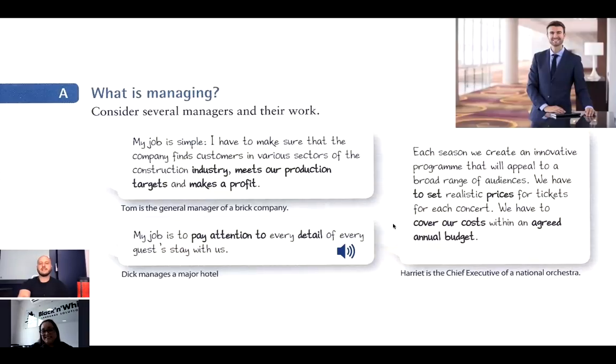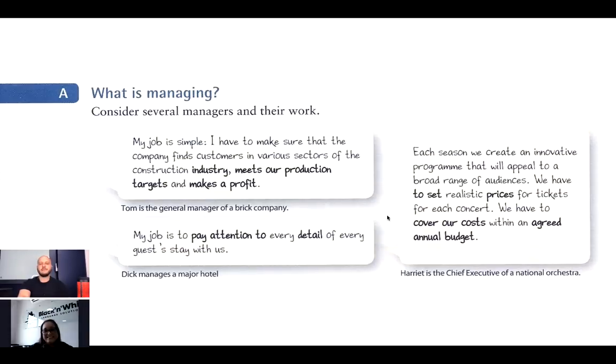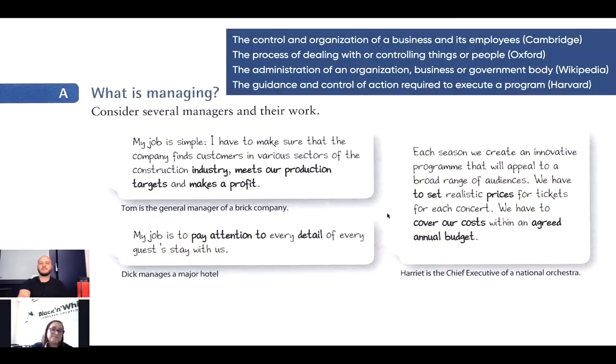Well, let's check some definitions by famous institutions. The control and organization of a business and its employees. That's Cambridge, okay? The process of dealing with or controlling things or people. Oxford. The administration of an organization, business, or government body. Wikipedia. The guidance and control of action required to execute a program. Harvard.